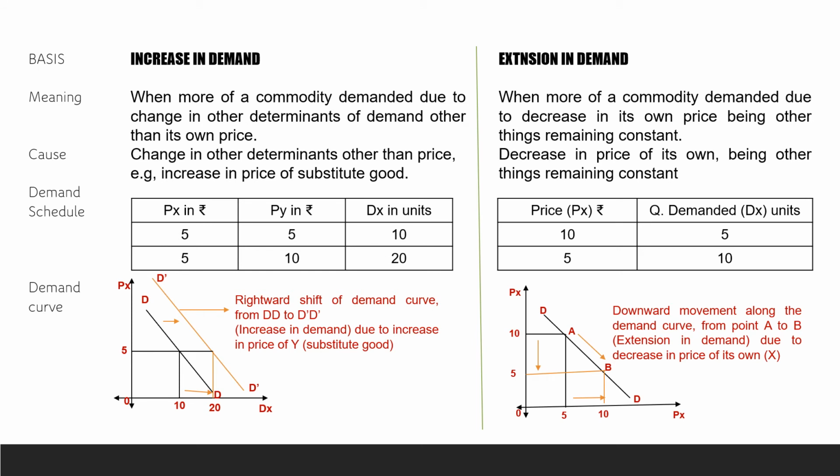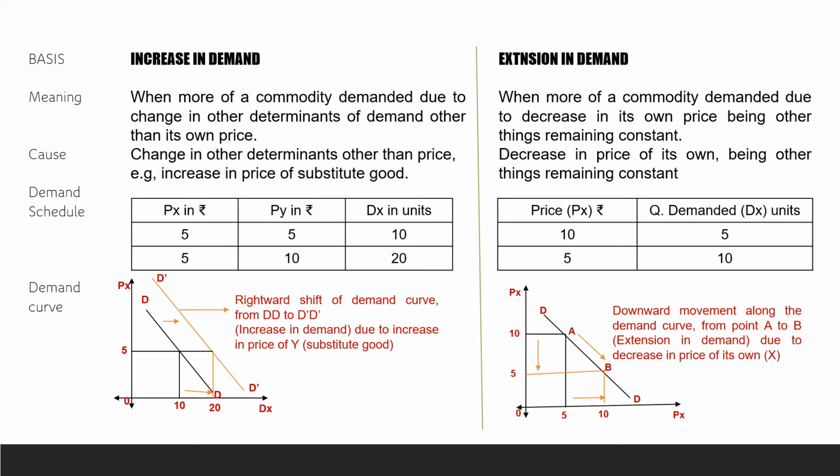When the price of the commodity is 10, the quantity demanded is 5 units. When the price of the commodity is 5, the quantity demanded is 10 units. So there is an increase in quantity demanded from 5 units to 10 units. As a result, the demand curve moves from point A downward to point B. This shows extension in demand.